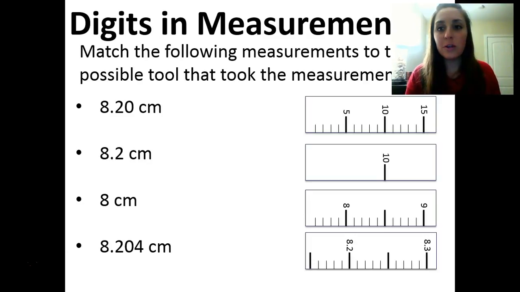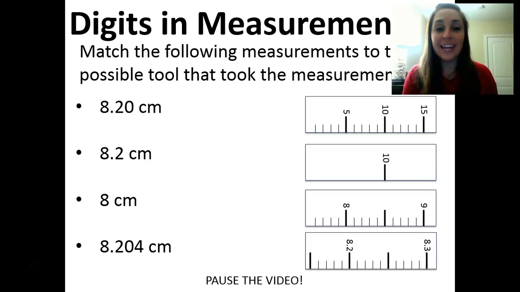What I want you to do is play matching. Which of these measurements would match which ruler and why? Think about what you know about the estimated digit and how the graduations are changing based on that estimated digit. So go ahead and freeze the video, and then when we come back, we'll go over the answers.